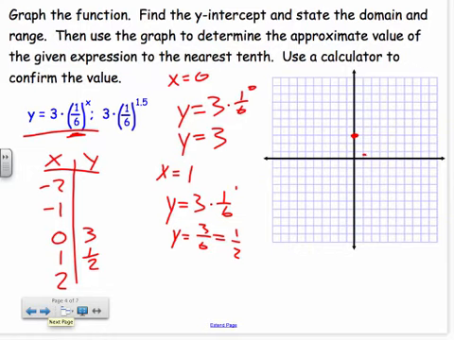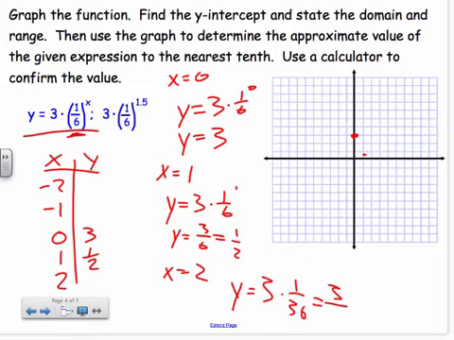Okay, and then when x is 2, I plug into the second power. So I got y equals 3 times 1/6 to the second power, which is 1 over 36. So 3 over 36, which simplifies into 1/12. Okay, so it's working its way down to 0, but it'll never actually cross 0, right? And then I got to plug in all my negatives, -2 and -1.